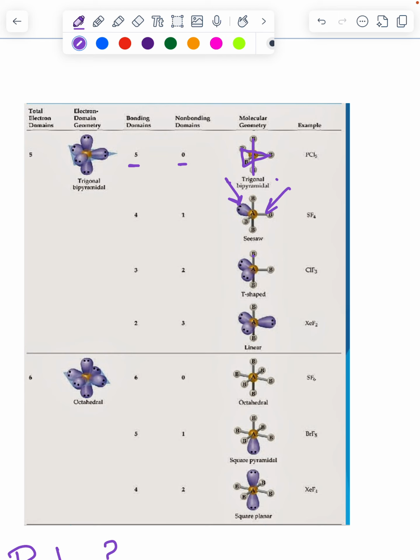If you take 2 off, well, all that's left is a T-shape. And if you take all 3 off, all that's left is linear. With octahedral, you don't ever touch that square. See how that square is in the same plane? You remove either the top or the bottom. Well, if you have to remove one of them, what's left? You have a square pyramid. If you remove both of them, you have a square planar because it's flat.